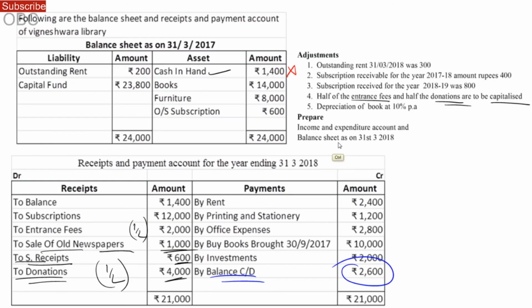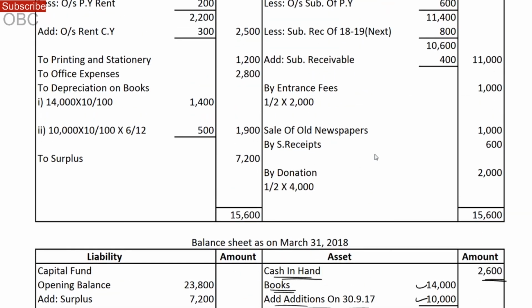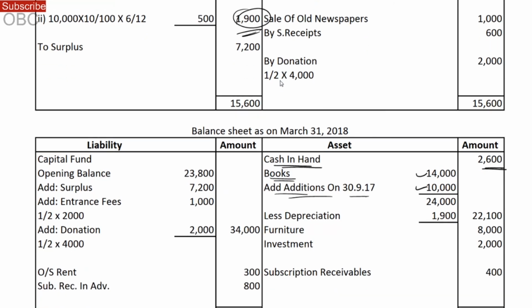Okay, next we have books, 14,000. Consider it. Keep in mind we have an additional purchase in this year, that is 10,000. So add both: books 14,000 and the current year's books as per 39/2017, 10,000, that will become 24,000. But keep in mind we have depreciation. Come back to the income and expenditure of the current year. There is 1900 depreciation. We already calculated this depreciation, 1400 for the last year and 500 for this year.